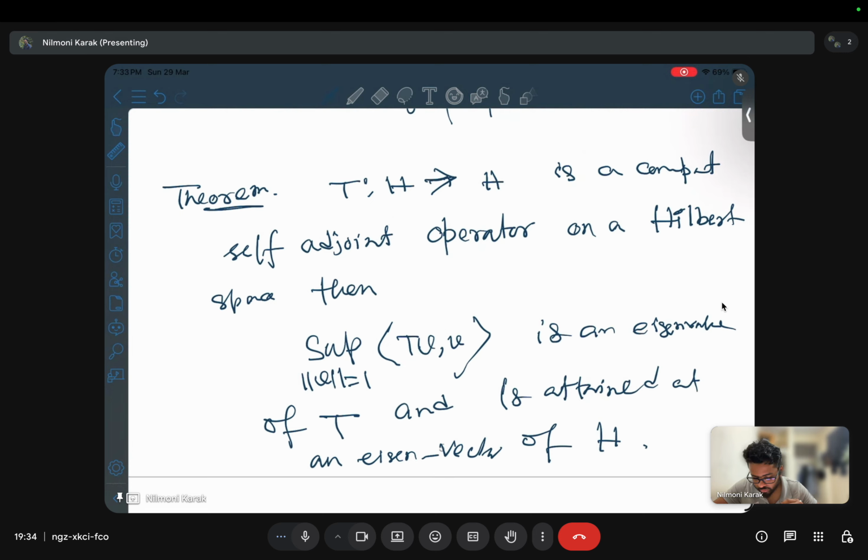Now we will see invariant orthocomplement.